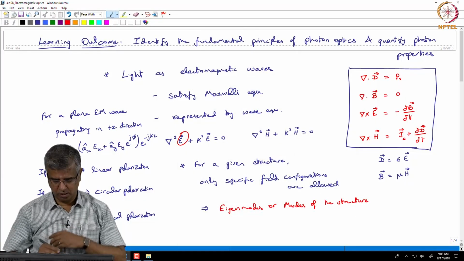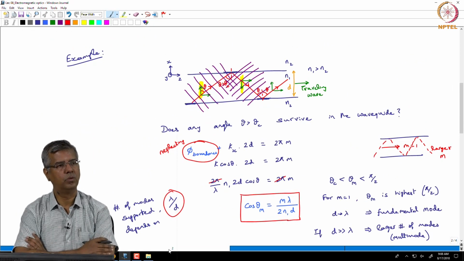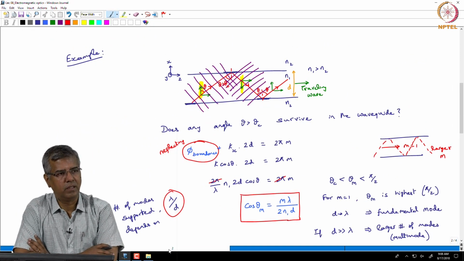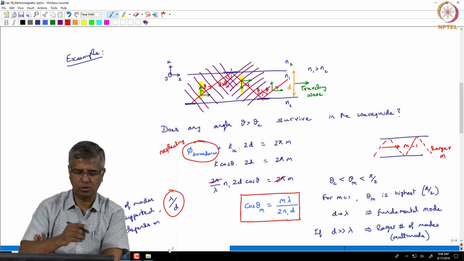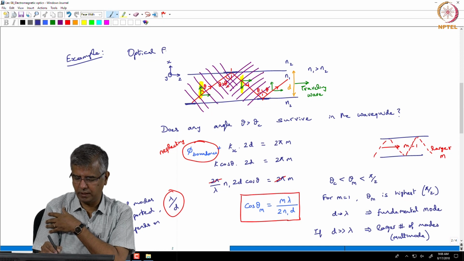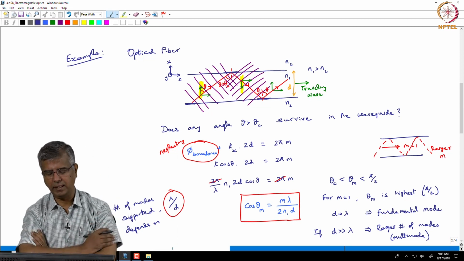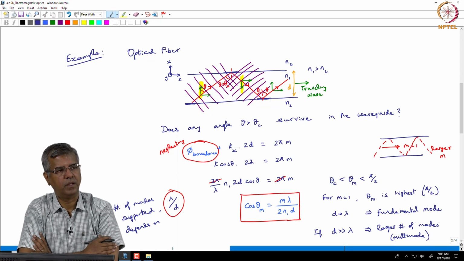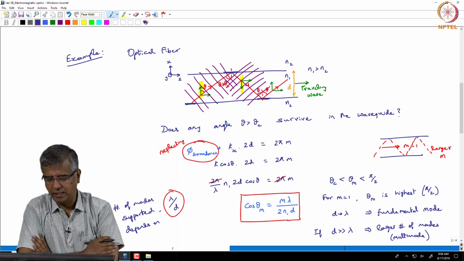We said okay, light travels as electromagnetic waves, so it has to satisfy Maxwell's equations, and then we saw how Maxwell's equations would be satisfied for a particular structure. We took the example of an optical fiber, right. So, we said if you consider an optical fiber, from a ray picture, you can say that light is confined within a waveguide through total internal reflection.